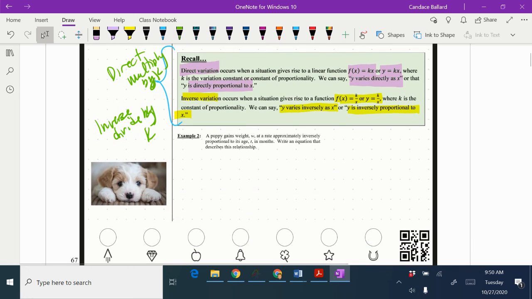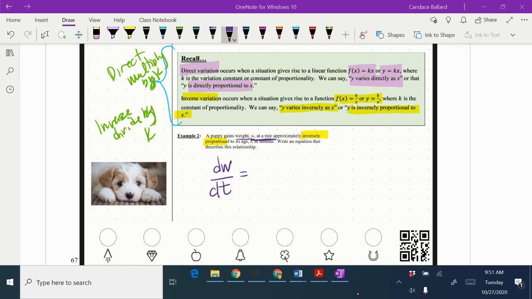Let's look at example 2. A puppy gains weight, W, at a rate approximately inversely proportional to its age, T, in months. Write an equation that describes this relationship. Keywords in there were inversely proportional. Something else to take note of is they give us the weight, but they want it at a rate. Whenever we're talking about rate, that means I want a derivative. So I'm looking at dW with respect to time, dT. The equation is going to be a dW dT, which is way different than what we saw in example 1, where they were very explicit about saying velocity.